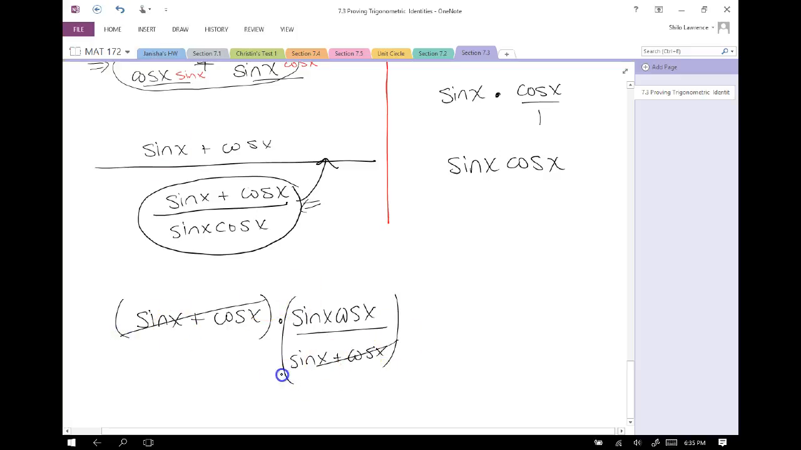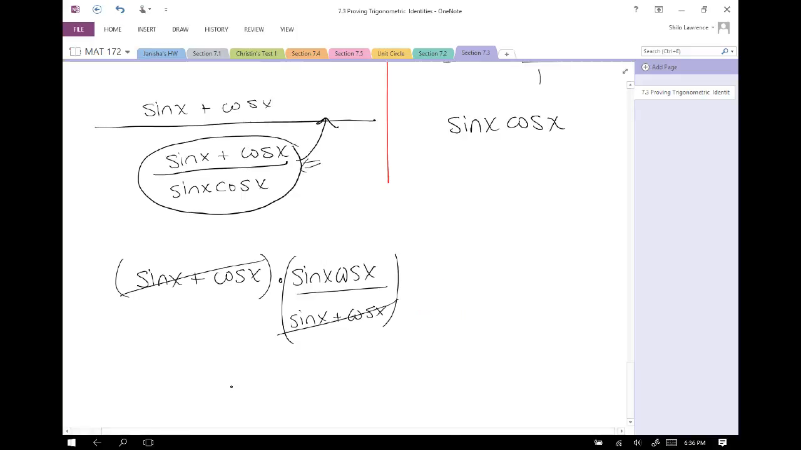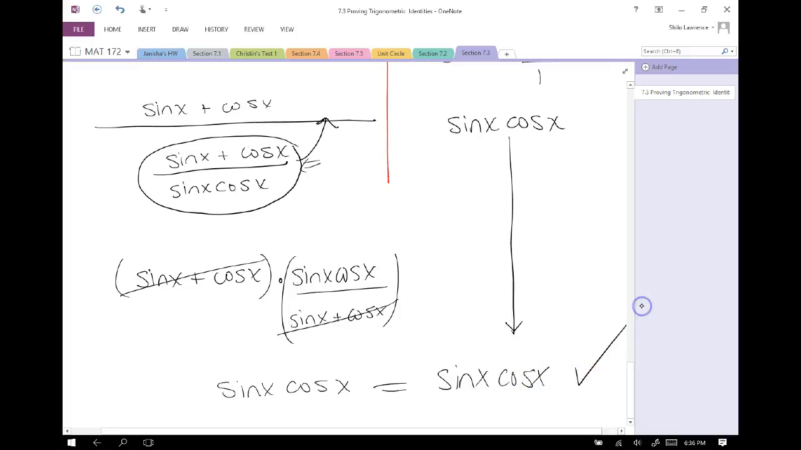And these guys are going to cancel. I've got sine x plus cosine x in the top and the bottom. And once they cancel, all I'm left with is sine x times cosine x, which is exactly what I had changed my other side to, sine x times cosine x. Voila.